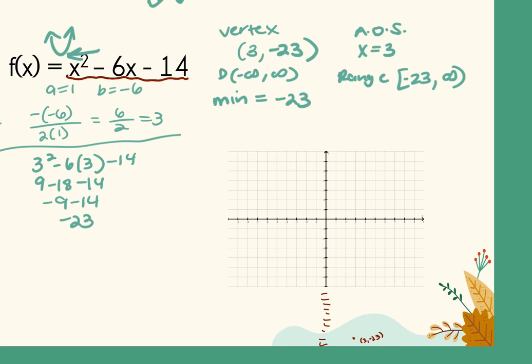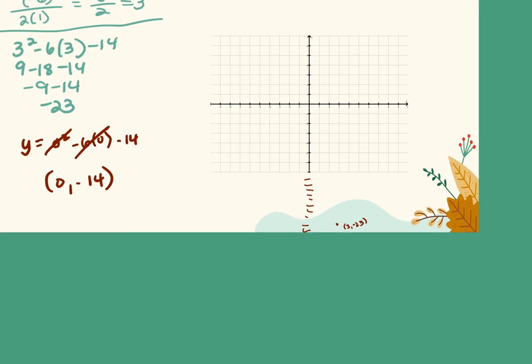My y-intercept is if I plug 0 into x, so that one's easy. So I get y equals 0 squared minus 6 times 0 minus 14. And these will always cancel if it's in quadratic form. And so my y-intercept is 0, -14. So I can plot that one.